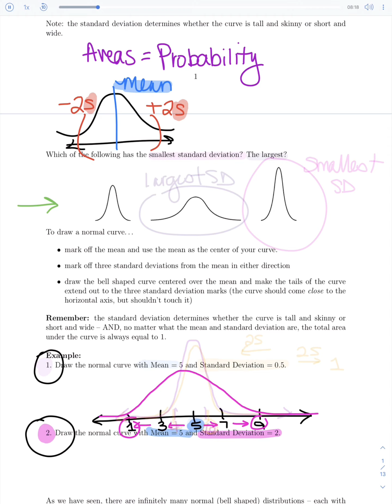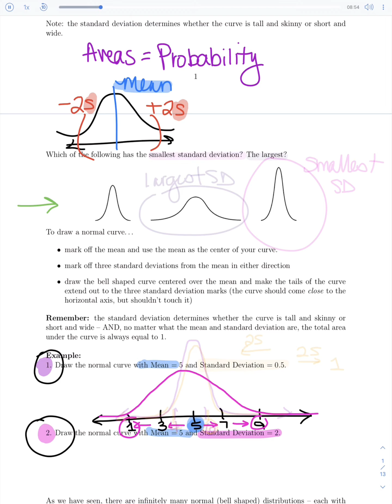Now, if I want to draw my first problem on the same curve, it's going to have the same mean at 5, meaning the center should still be at 5, but my standard deviation should be a half this time. That means it's not going to go out as far, but it still has to have the same area. It still has to have an area that adds up to 1. So if it doesn't go out as far, it's going to shoot up to cover that area.